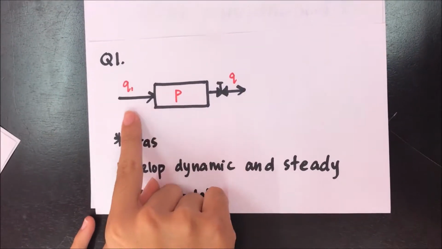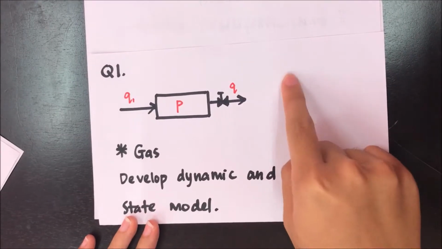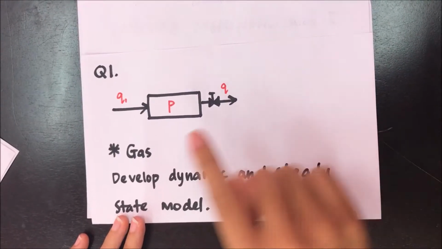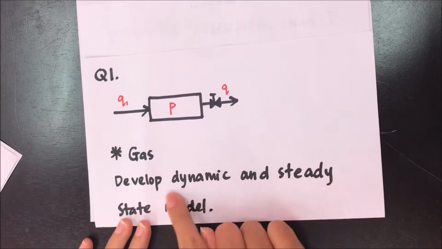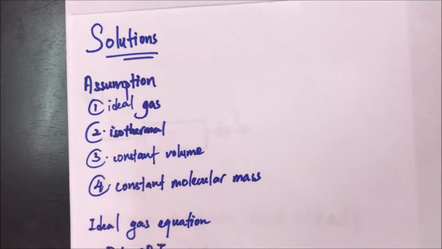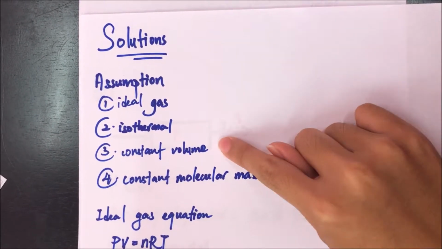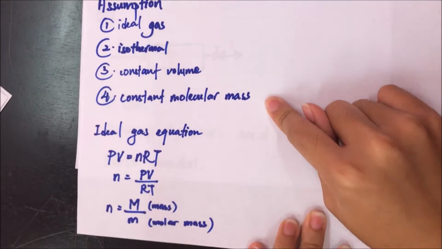This is the inlet flow Q1, and this is the pressure P, and this is outlet Q. This question is talking about gas, so we are required to develop a dynamic and steady state model. So here's the solution. We have 4 assumptions: ideal gas, isothermal, constant volume, constant molecular mass.